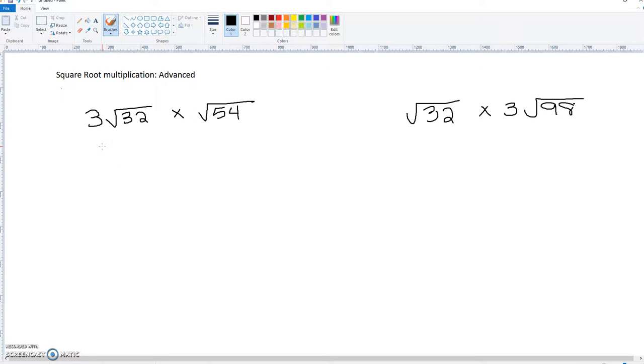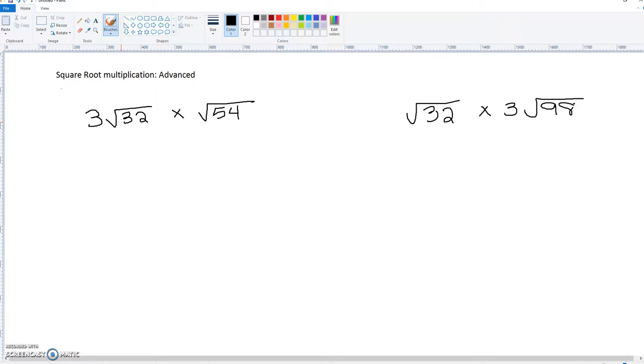Square root multiplication advanced. I have provided two different examples because there's going to be two types of answers that you'll be getting in this particular topic. So the first thing that we need to do is go ahead and break these down first to make life a little bit easier.